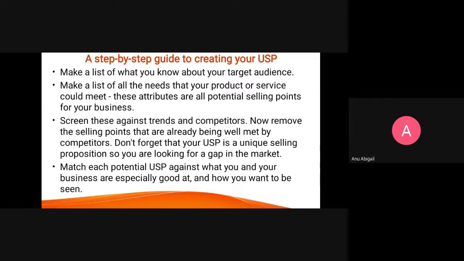So in essence, look at what you and your competitor are doing in common, and make sure there's something unique that your competitors are not doing. That's your own USP. Then the last point is to match its potential USP against what you and your business are especially good at and how you want it to be seen.